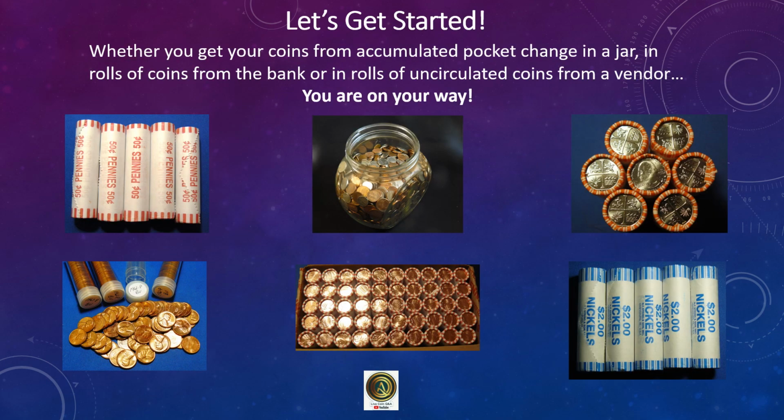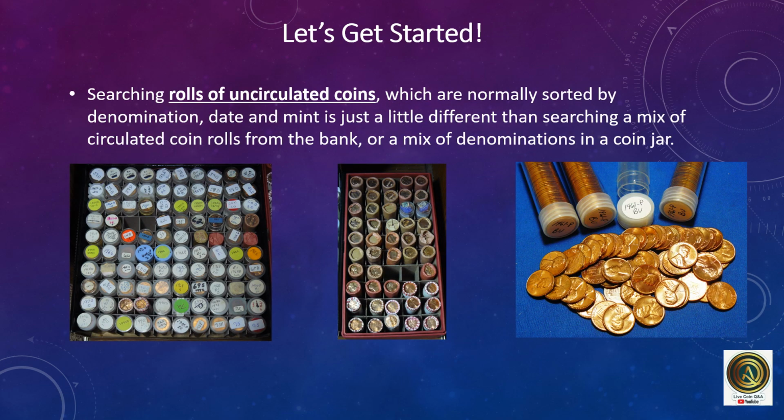Let's get started. Whether you get your coins from accumulated pocket change in a jar, in rolls of coins from the bank, or in rolls of uncirculated coins from a vendor, you are on your way. Searching rolls of uncirculated coins, which are normally sorted by denomination, date, and mint, is just a little different than searching a mix of circulated coin rolls from the bank or a mix of denominations in a coin jar.